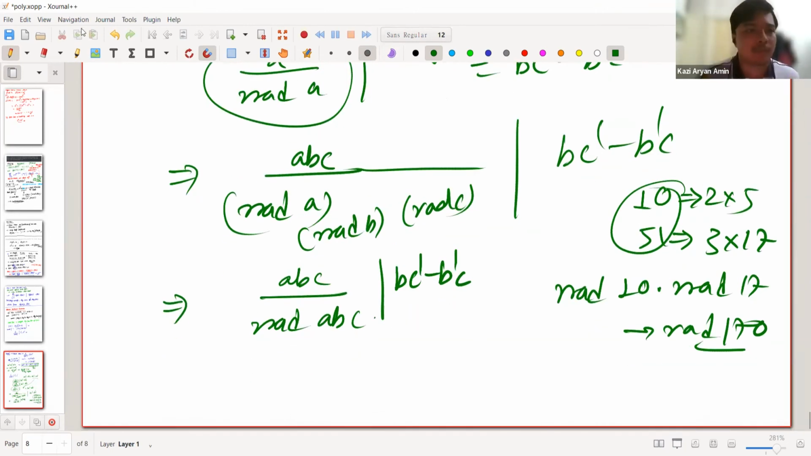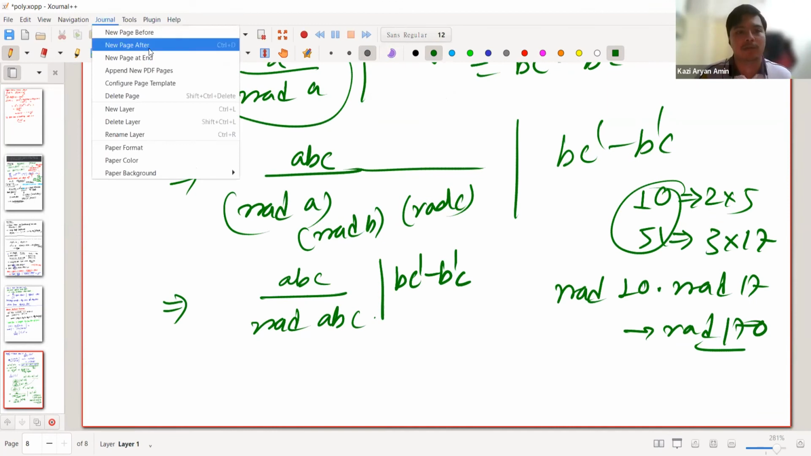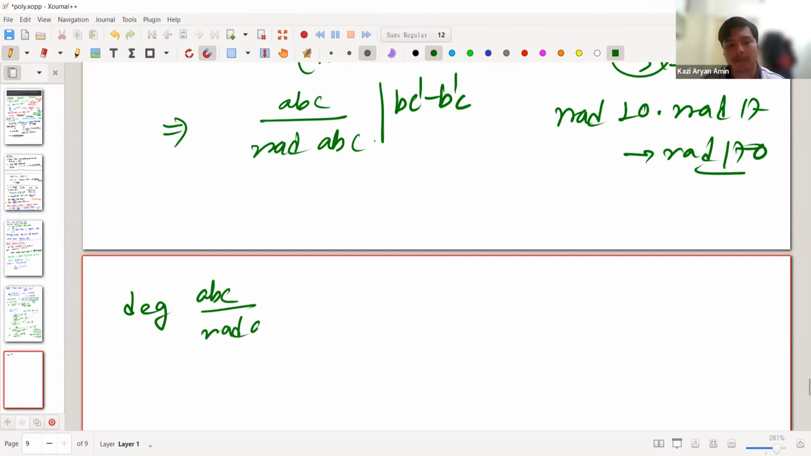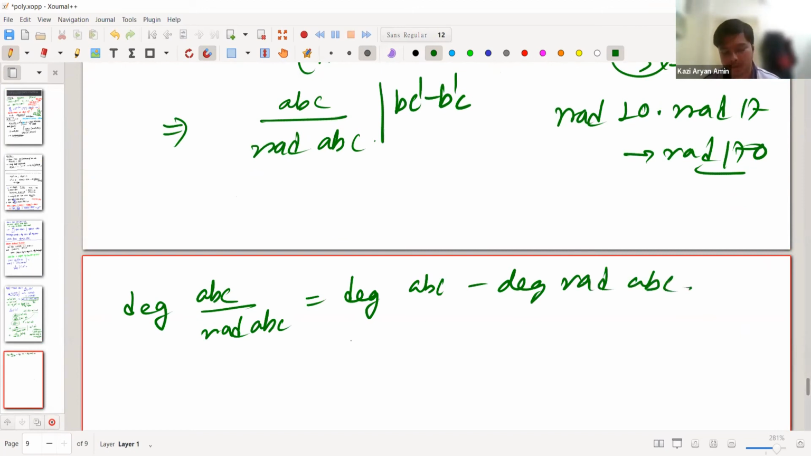So this is BC dash minus B dash C, and we will prove that we actually have a degree problem here. What I mean by a degree problem is we will prove that the degree of ABC by rad ABC is actually greater than BC dash minus CB dash, which will give rise to a problem. The degree of ABC by rad of ABC is degree ABC minus degree rad ABC.